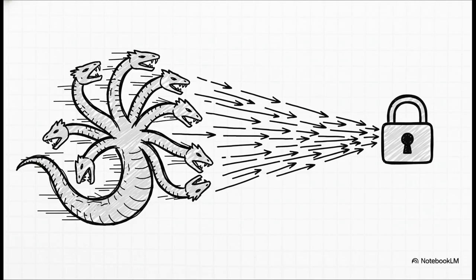Now, to be super clear, in ethical hacking, you're not using this to break in. You're using it to find those dangerously weak passwords, you know, password123, so they can be fixed before a real attacker finds them.